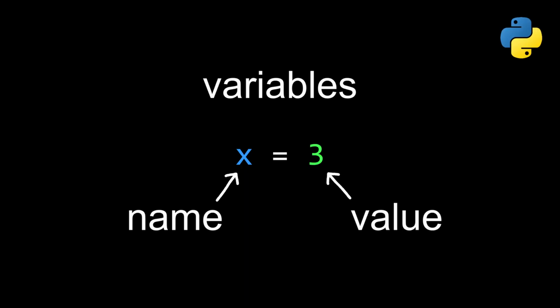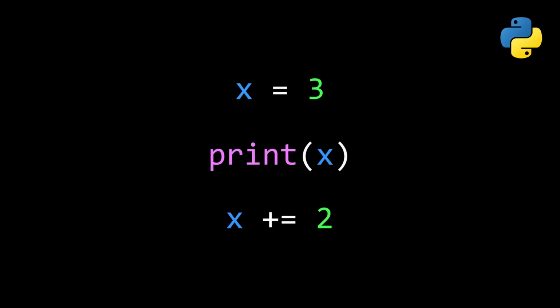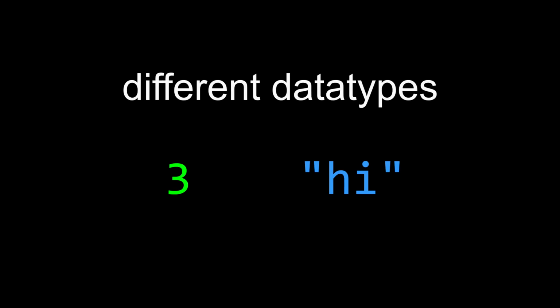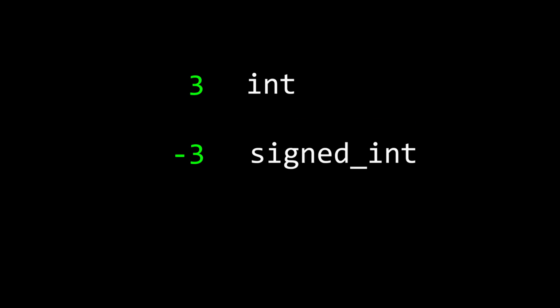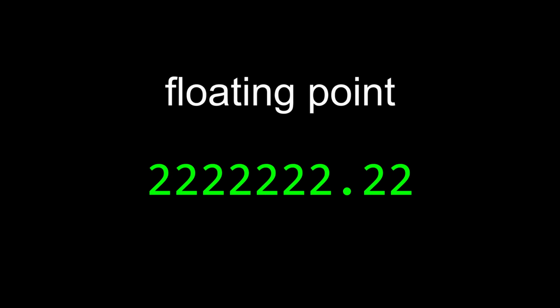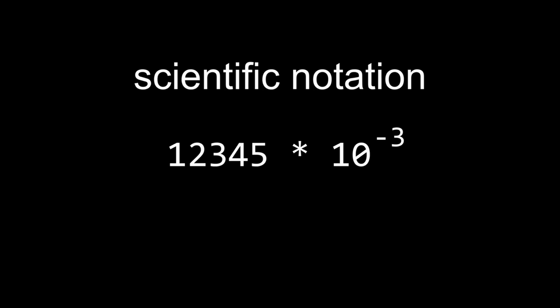The most basic way to use data is with variables, which assigns a value to a name which can then be reused and modified. Depending on the value, variables can have different data types. For text, there's single characters and strings of multiple characters. For numbers, there's integers which can also be signed if they're negative, and floating point numbers for decimal values. They're called floating point because the decimal point can float around to trade off precision with range. This is possible because they use scientific notation.